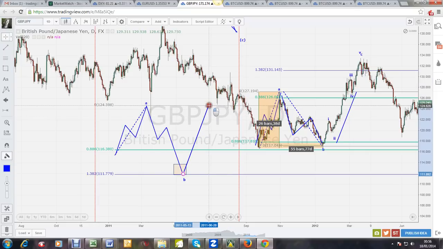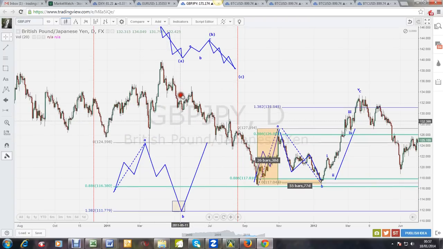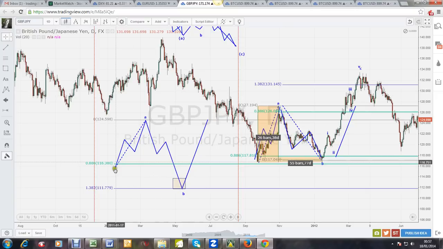Okay, so that's a general concept of what flat waves are. A flat wave requires, instead of a zigzag that I was showing you here, where each of these impulsive legs has 5 internal waves, these ones do not have that. These ones can simply have within this one A, B and C. That's possible. You can get A, B and C like that.